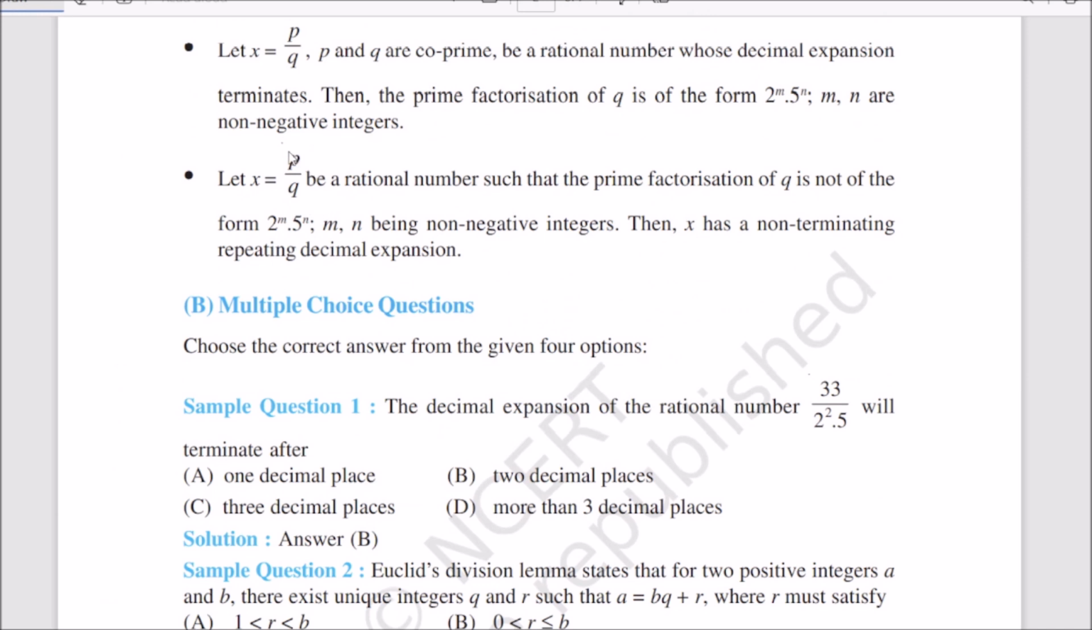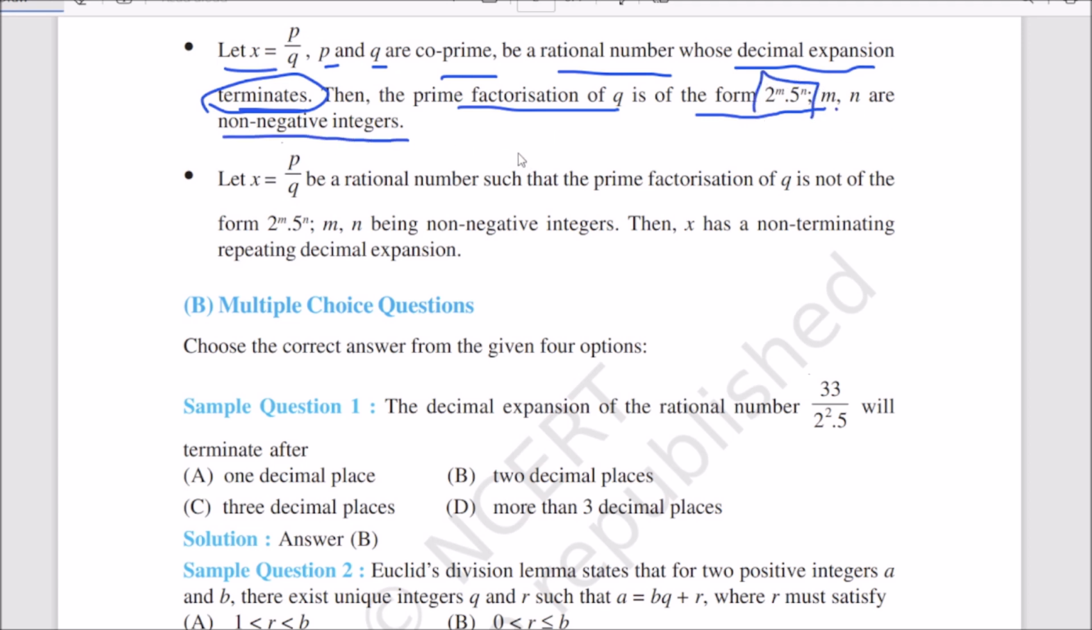Similarly, next, let x is equal to p by q, where p and q are co-prime, be a rational number whose decimal expansion terminates. That means this is about terminating decimals. Then the prime factorization of q is of the form 2 to the power m multiplied by 5 to the power n, where m and n are non-negative integers. That means if the denominator has only the factors 2 and 5, then it will be terminating. And if it has factors other than 2 and 5, it will be non-terminating.